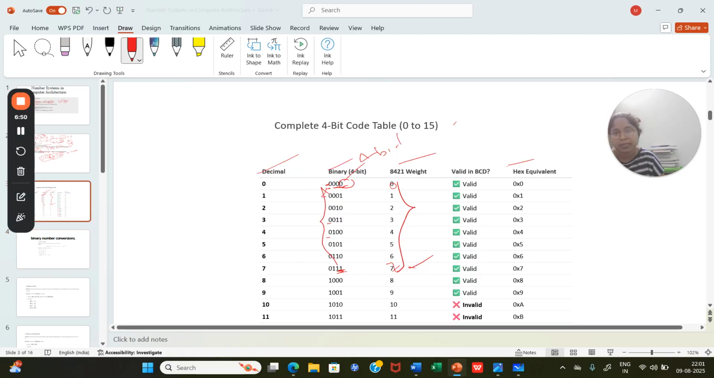For the decimal numbers, we need 4 bits. Look here, the decimal number starts from 0 and ends with 9. So for that, we need up to the fourth bit. The hexadecimal also starts from 0 to 9 and then A to F.